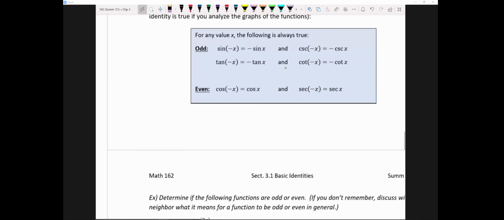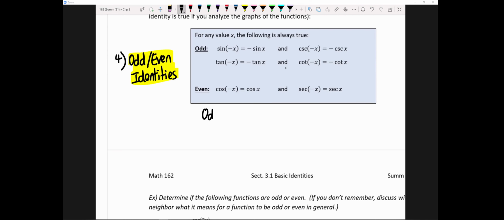So we're going to move to number 4. We're adding to our list of identities. The fourth group is called odd even identities. Odd even identities are ones that you may have learned as a college algebra student.